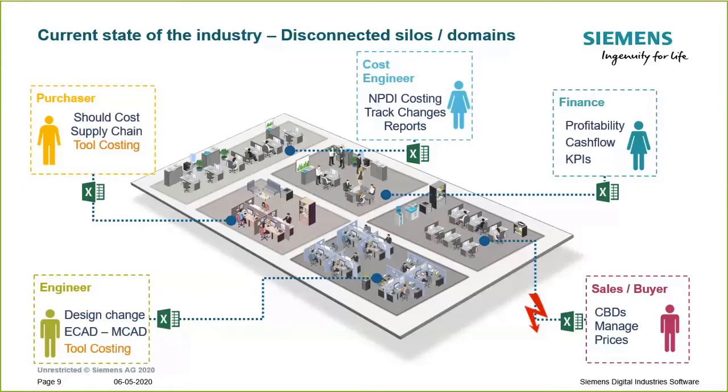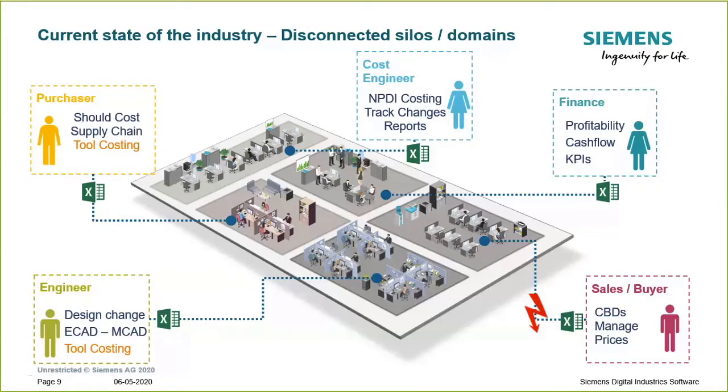They track changes throughout the lifetime of the product, not just in the development phase, but earlier on, when I don't even have a CAD model. I need to start costing when I just have a conceptual idea, and based on requirements, what should this cost? And then we have also the controlling department, finance, where they manage the profitability, cash flow, and KPIs of the products they launch. And then we have the sales or the buyers, where they launch cost breakdowns, negotiate with suppliers, customers, and manage the prices.